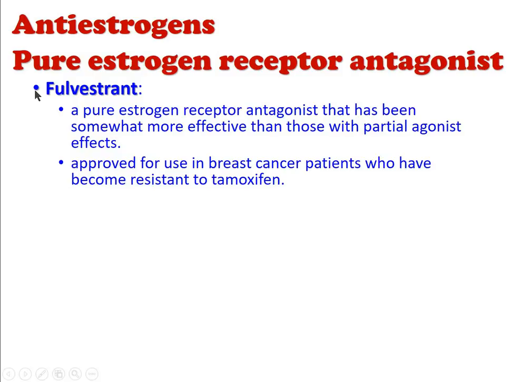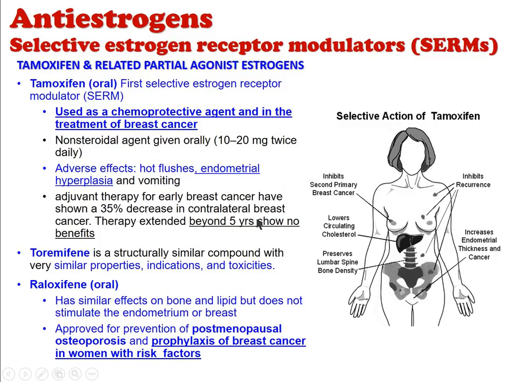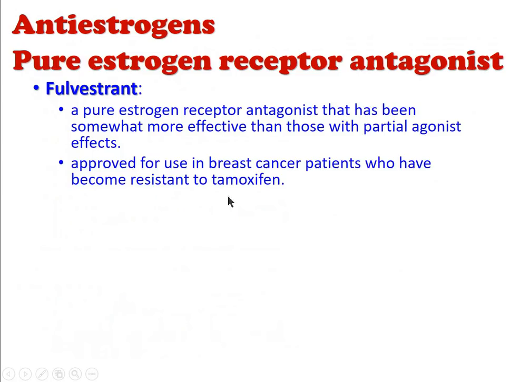There is another one called fulvestrant. This drug is an estrogen receptor antagonist. Let's say you have a patient with breast cancer, and the patient has been on tamoxifen treatment for several years and is now resistant to it. What do you do? This is a pure receptor antagonist, and it is for patients who are resistant to tamoxifen. Let's say that also does not work.